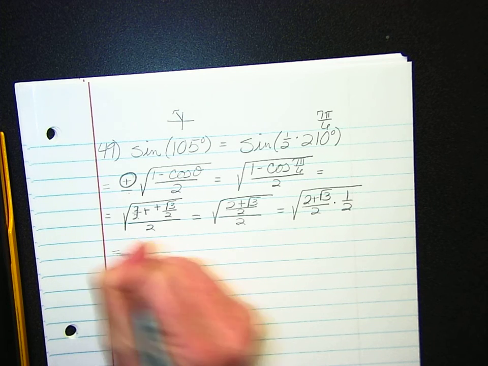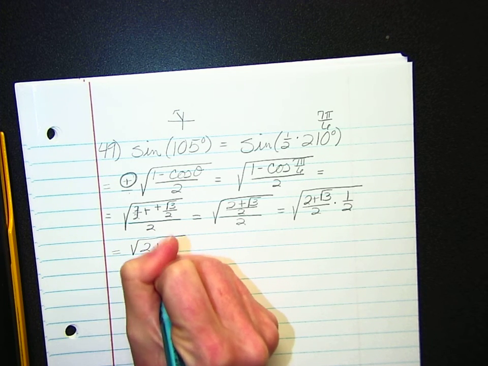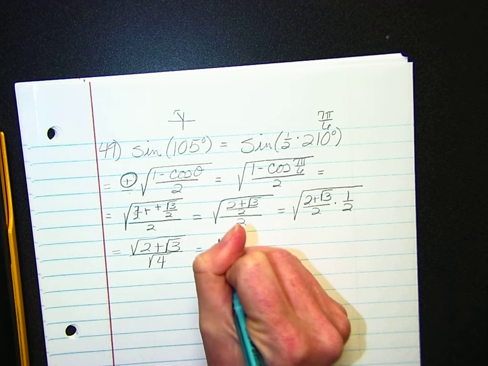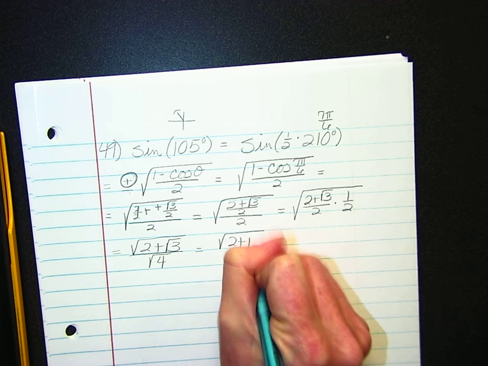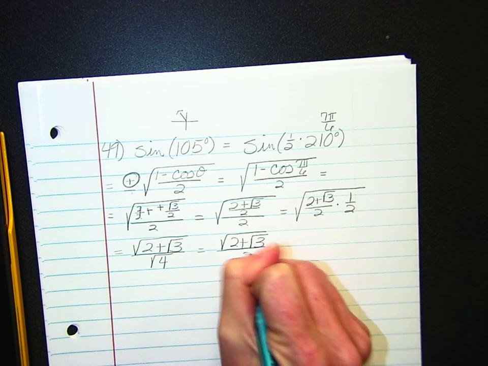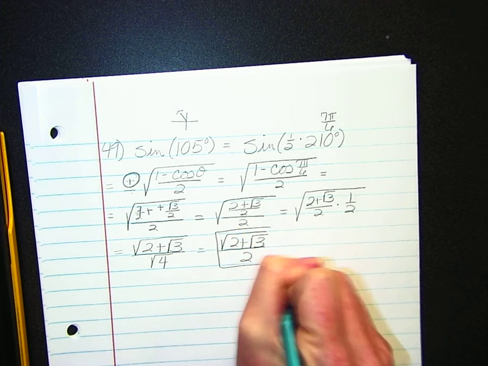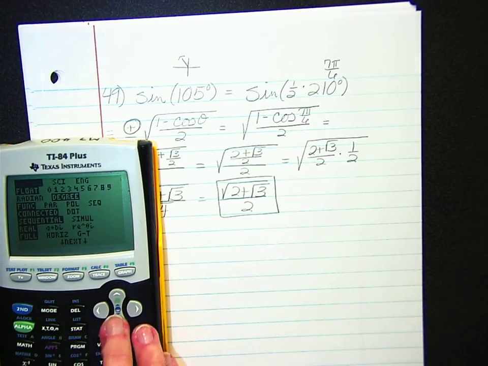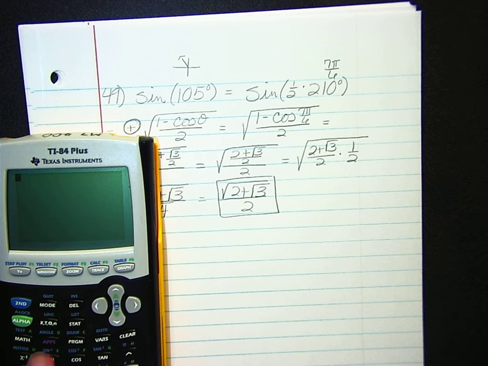And I can separate that square root into a top and into the bottom. And so that's going to give me the square root of 2 plus the square root of 3. It's okay to have a square root inside a square root. And then I'm going to divide by 2 down there on the bottom. And again, I can check this on my calculator. Let's work in degree mode for this one. And I'm going to put in the sine of 105. And then I'm going to do alpha F1 number 1 and put in the square root of 2 plus the square root of 3, all divided by 2. And we should come out with the same answer, and we do.